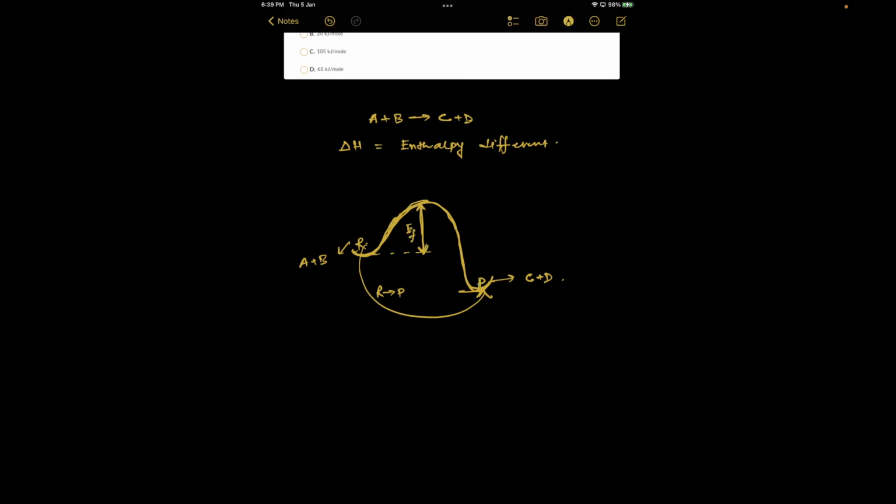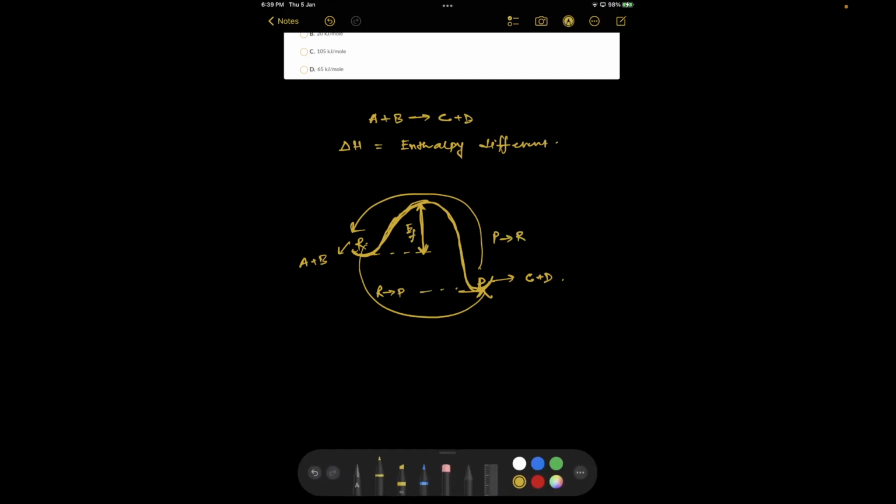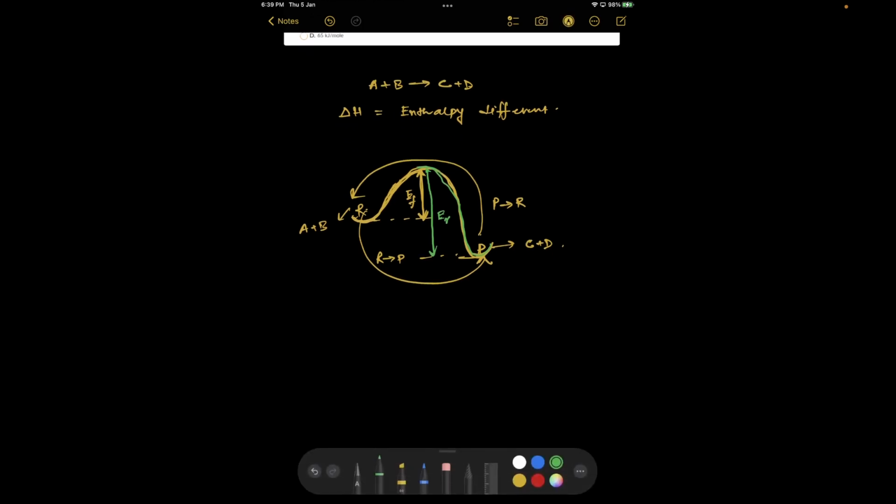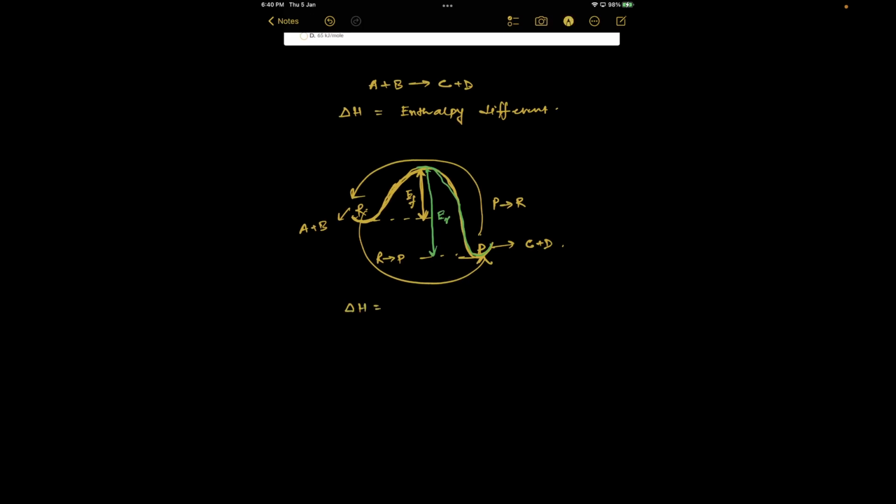Now the reverse reaction means from product P to R. That means the reaction is happening this side, right? From P to R, reverse reaction. So the product molecule has to climb this amount of energy, right? So for the reverse reaction the activation energy will be this amount, ER. Now delta H will be E forward minus E backward. This is the relationship we have to remember. So the difference in enthalpy is equal to the forward reaction activation energy minus the backward or reverse reaction activation energy.